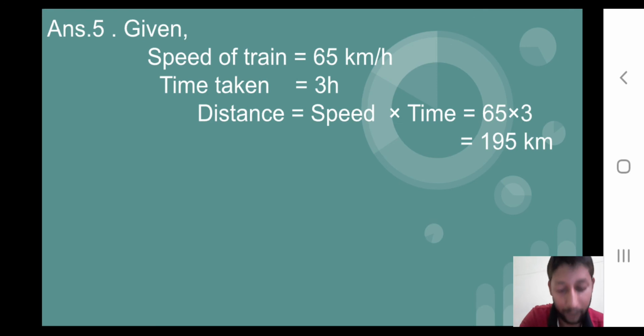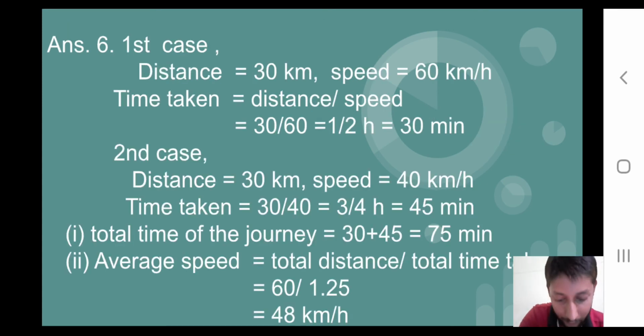Come to question number 5, which says a train takes 3 hours to travel from Agra to Delhi with a uniform speed of 65 km per hour. Find the distance between the two cities. Here the speed of the train is 65 km per hour. Time taken is 3 hours. So distance is equal to speed into time. If you multiply 65 into 3, it is 195 km. So the distance between the two cities is equal to 195 km.